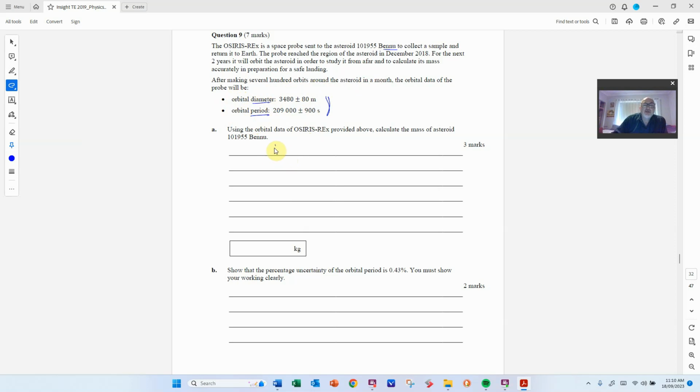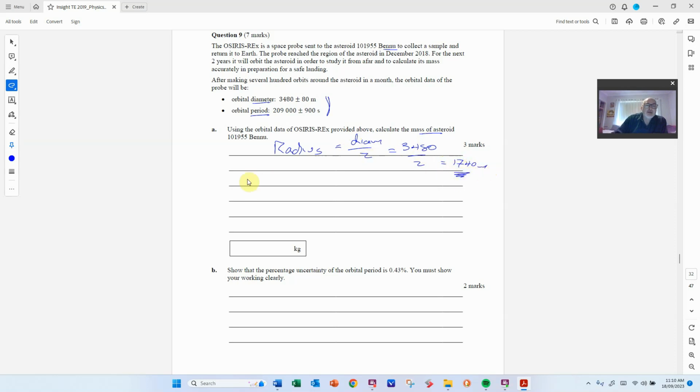So, first of all, the radius. Calculate the mass of the asteroid. The radius is equal to diameter over 2, so that's equal to 3480 over 2, which is equal to 1,740 metres.